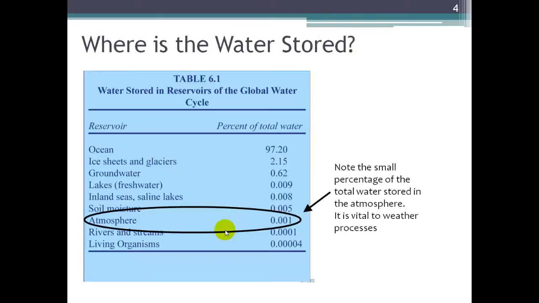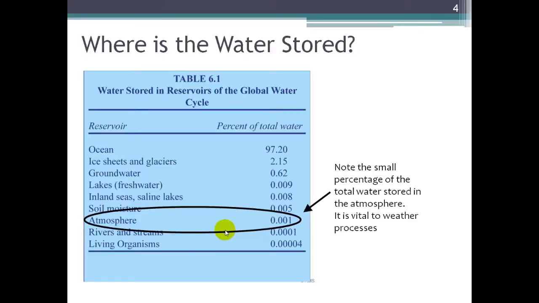So where's the water stored? Here's a breakdown. You can see most of it is stored in the ocean and glaciers, and then smaller amounts are stored in groundwater, freshwater lakes, and so on. And you see here that the atmosphere, the subject of this whole course, makes up a very tiny percentage of the total water of the Earth-atmosphere system, but it's vital to our weather and also to distributing water to different parts of the planet.